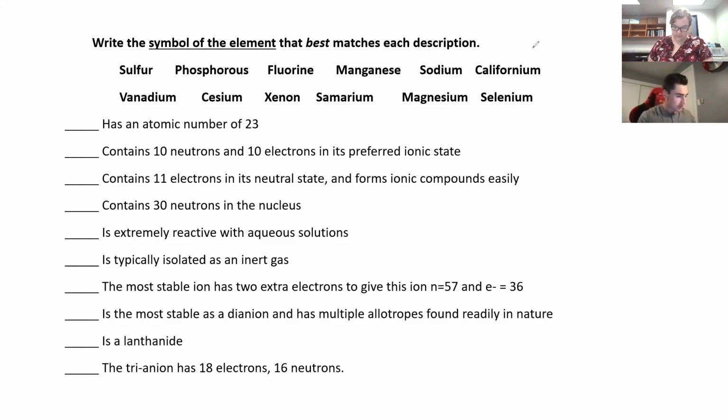Let's do a more difficult one. I don't know if they're that much more difficult, except for transition metals. Transition metals become tricky because they have multiple ionic states. They can be different charges.